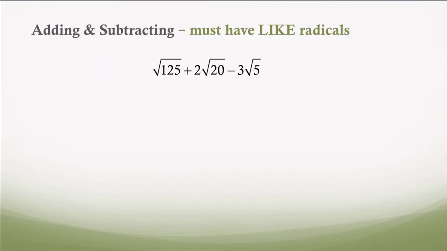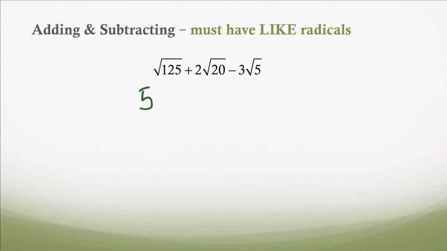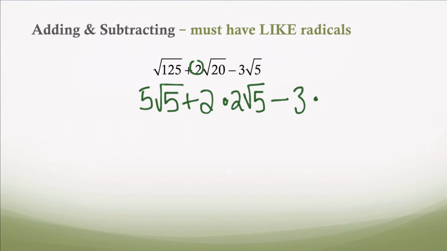The square root of 125 simplifies down to 5 times the square root of 5. 2 times the square root of 20. Well, I have my 2 that was already here, times the square root of 20 is going to be 2 the square root of 5, because 4 times 5 gives me 20, minus 3 times the square root of 5. Well, the square root of 5 is already simplified, so that doesn't need to be simplified any further.